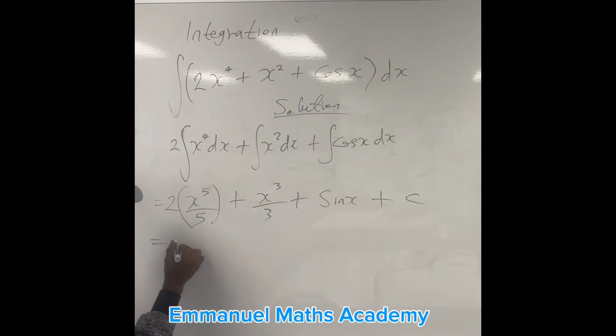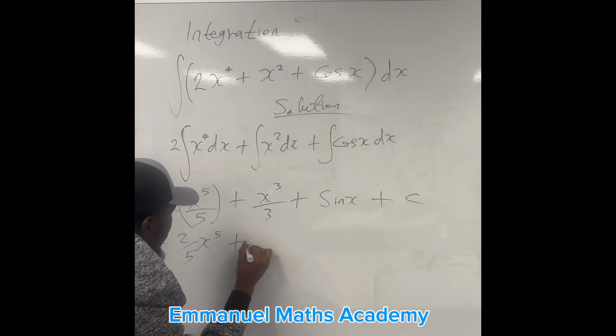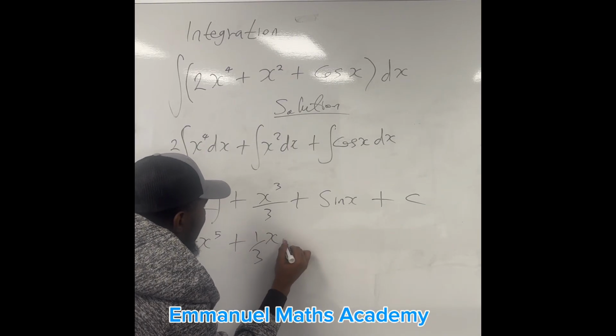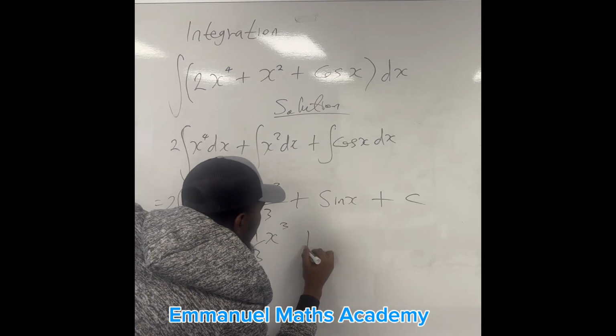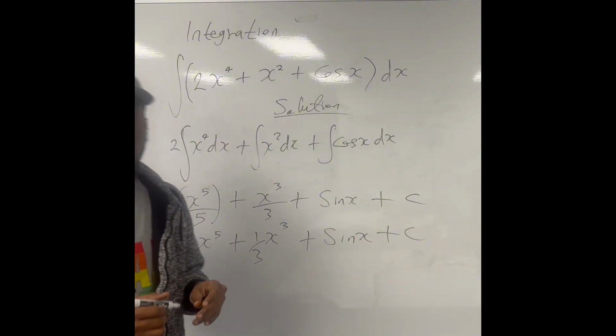This is equal to 2 over 5 x power 5 plus 1 over 3 x power 3, or x cubed, plus sine x plus c. As simple as that.